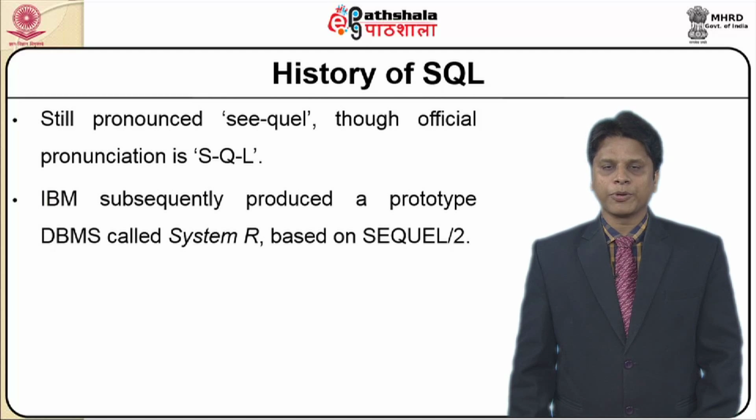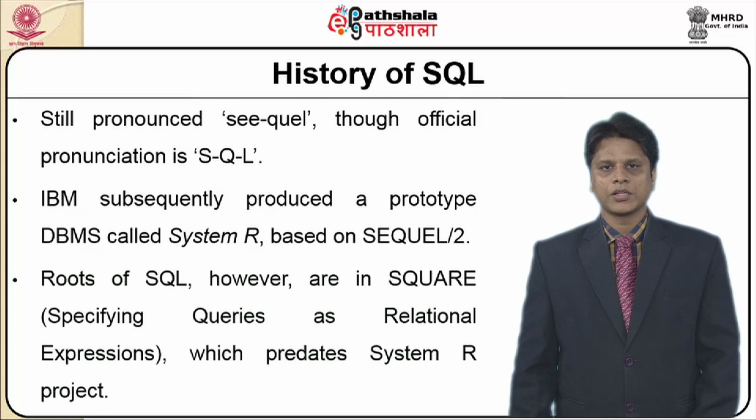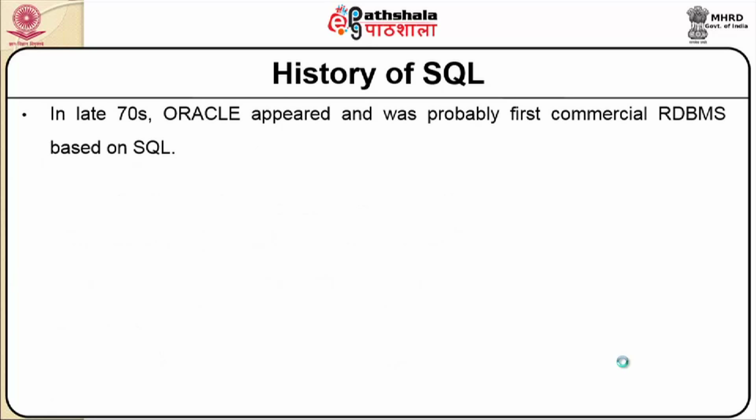IBM subsequently produced a prototype for the DBMS, which was named System R, which was majorly based on SQL's version 2. The roots of SQL, however, are in SQUARE, specifying queries as relational expressions. This SQUARE is just an abbreviation for specifying queries as relational expressions, which predates the System R project. Later in the 1970s, Oracle appeared and was probably the first commercial RDBMS based on SQL.